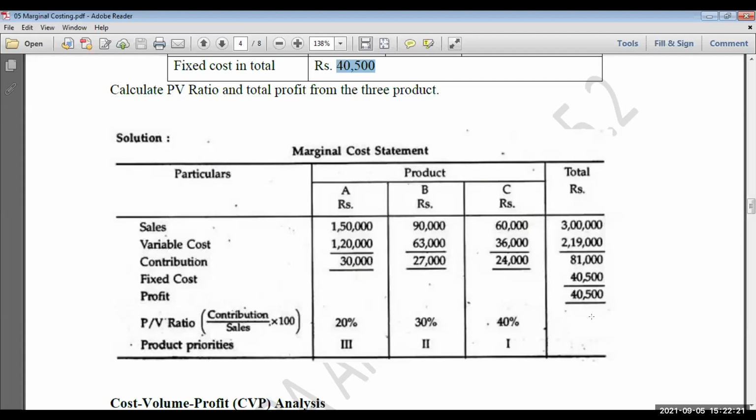So it is contributing more to the profit. 40% of my sales is covering my fixed cost, because only 36,000 is the variable cost for product C. So product C is most preferred in terms of profit volume ratio. It gives more percentage of contribution to the profit of the company. So product C is first place, product B is second place, and product A is third place in terms of percentage of contribution, the PV ratio.